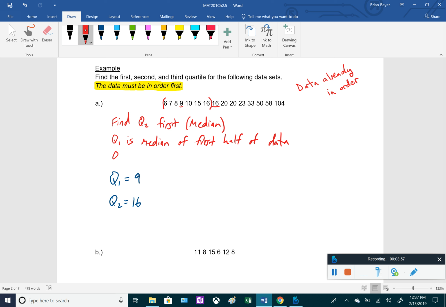And the last thing is Q3. Q3 is going to be the median of the second half of data. So we're going to do what we just did, except do it to the second half. So parentheses around the second half of data. Find the median. It looks like that's going to be 33. So that is going to be Q3. The third quartile is 33. Okay, so we would say about 25% of the data is between the minimum value of 6 to Q1 of 9, another 25% between Q1 of 9 and Q2 of 16, and so on.